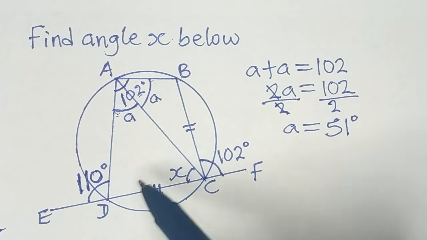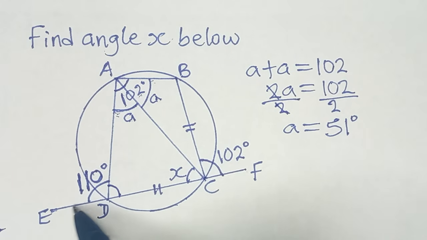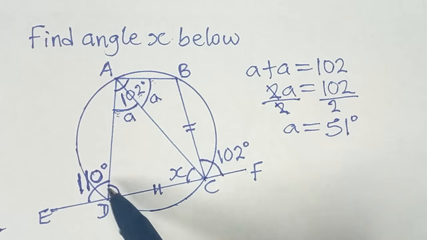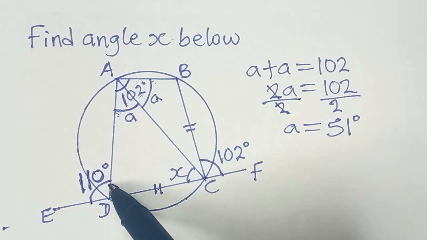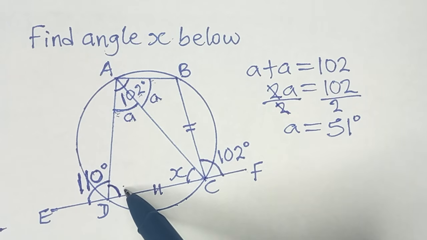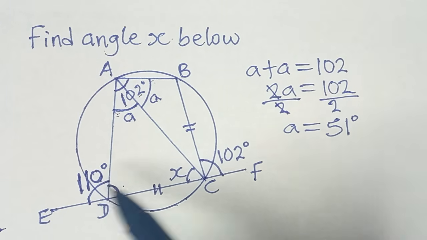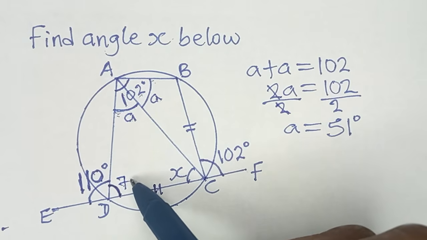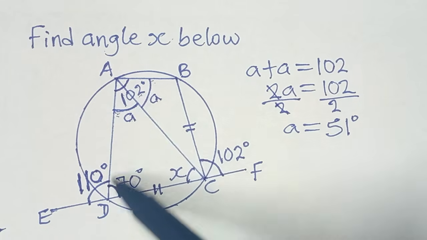Then you will agree with me that using this line here, this is a straight line and I have 110 degrees here. So to get this angle will be easy, because the sum of angles on a straight line is 180. So if this is 110, to get this other angle, I simply say 180 minus 110, and that will give me this angle as 70 degrees. So I now have a triangle that I can use to find the value of x.